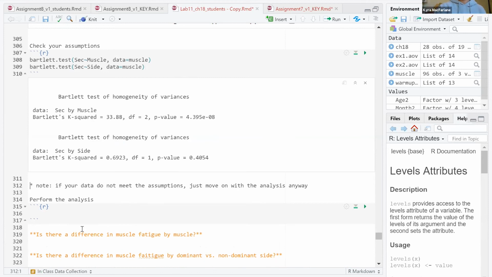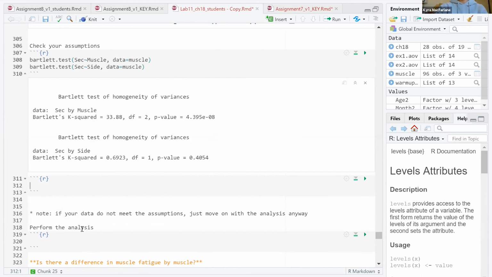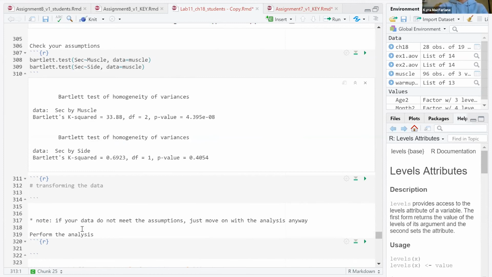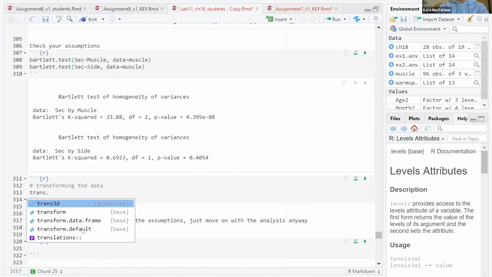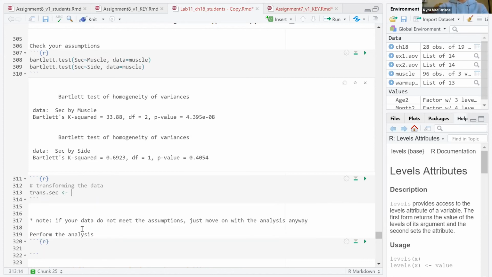So I'm going to insert a new chunk, transforming the data. I like to label my chunks personally. The data is continuous, so we're going to do a log transformation. Let's see, trans sec, because we're transforming the seconds by log. Let's see, muscle $ sec, capital S. Let's do that just to be consistent.